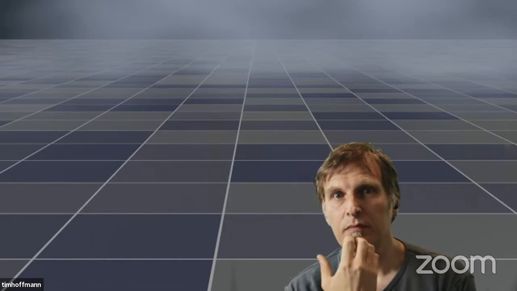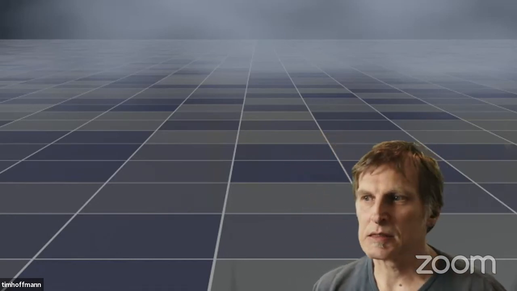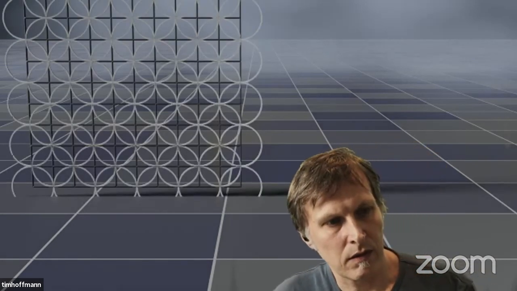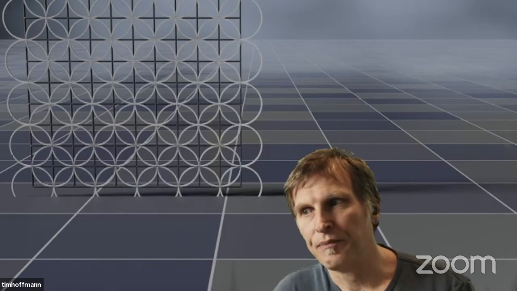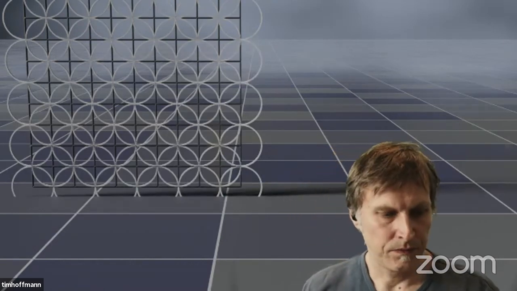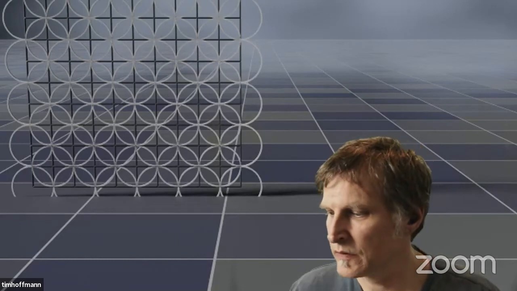And the thing I want to talk about is really discrete holomorphic maps, in a way. So what is that about?